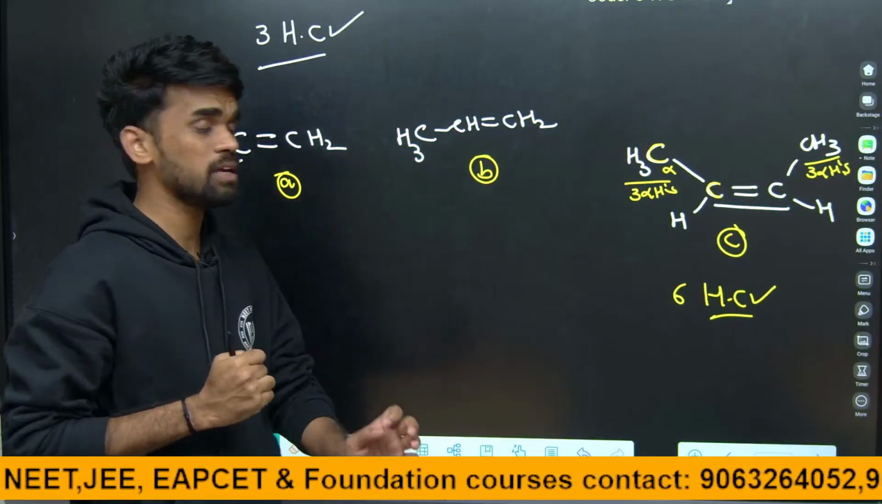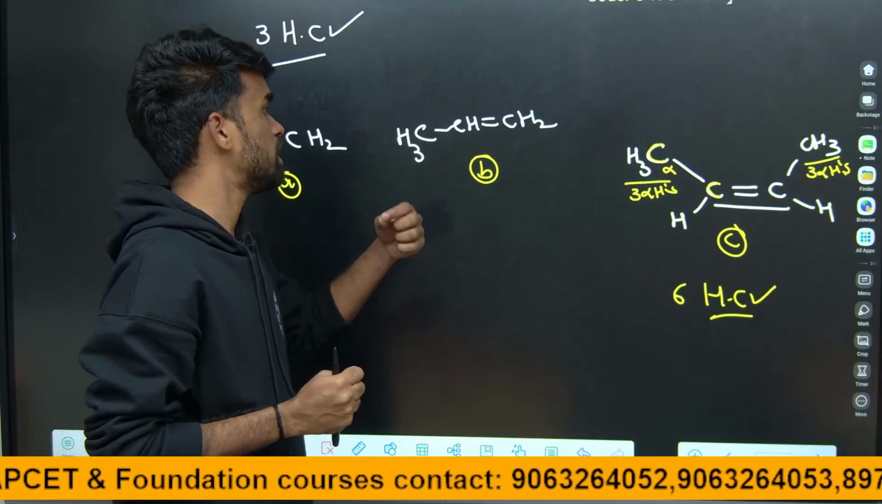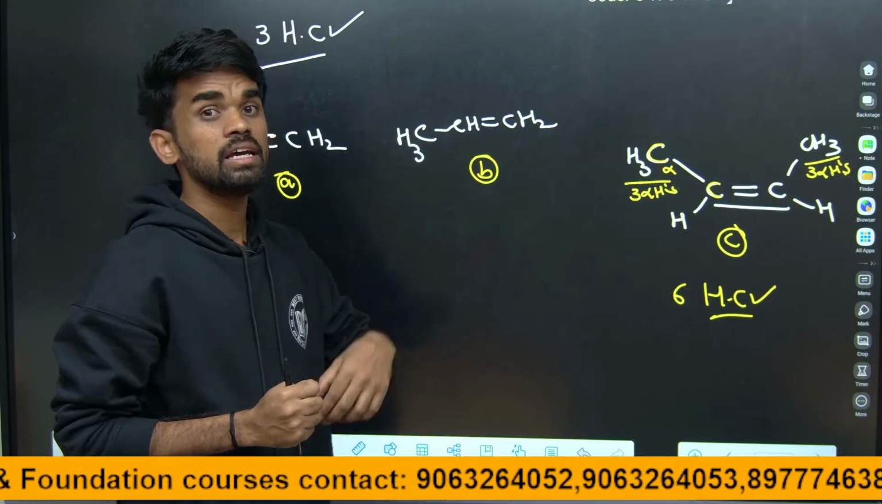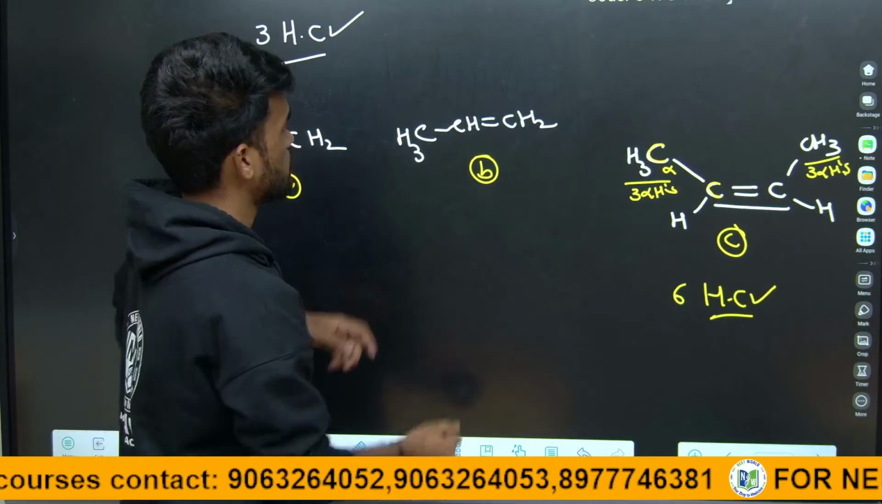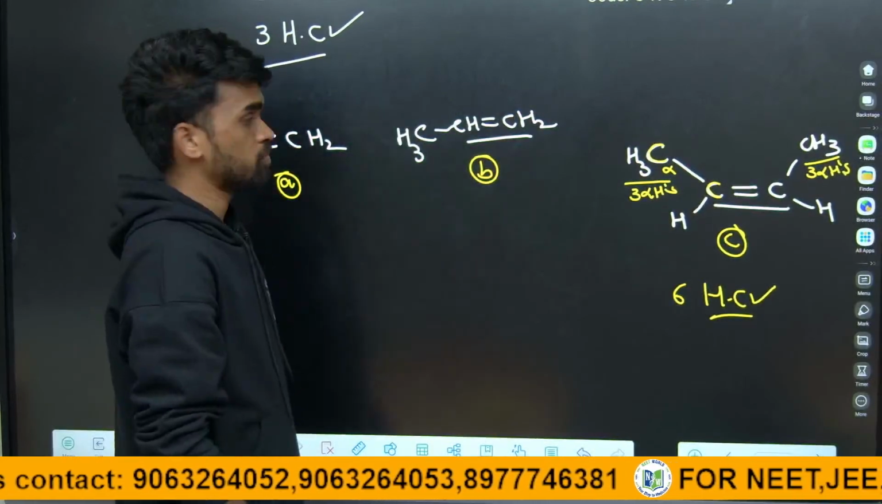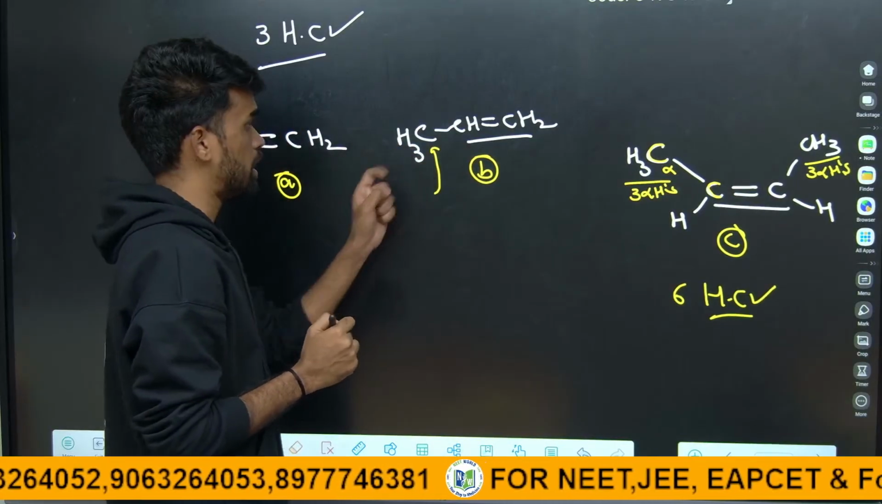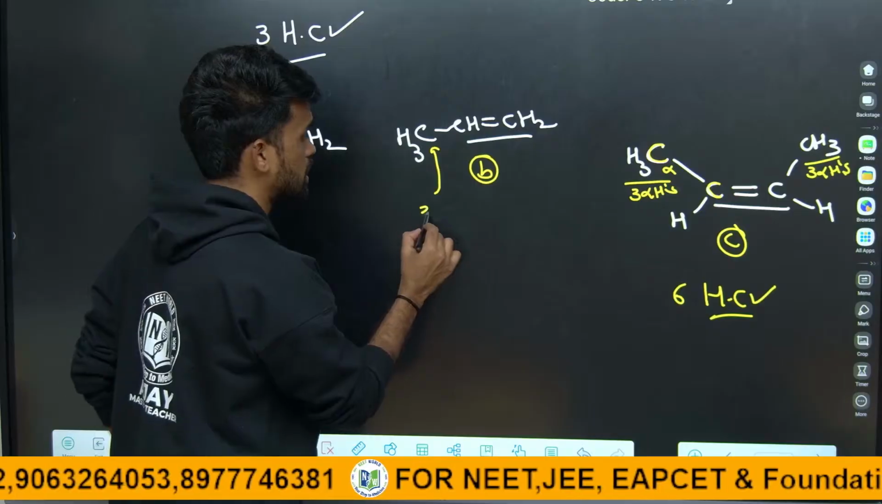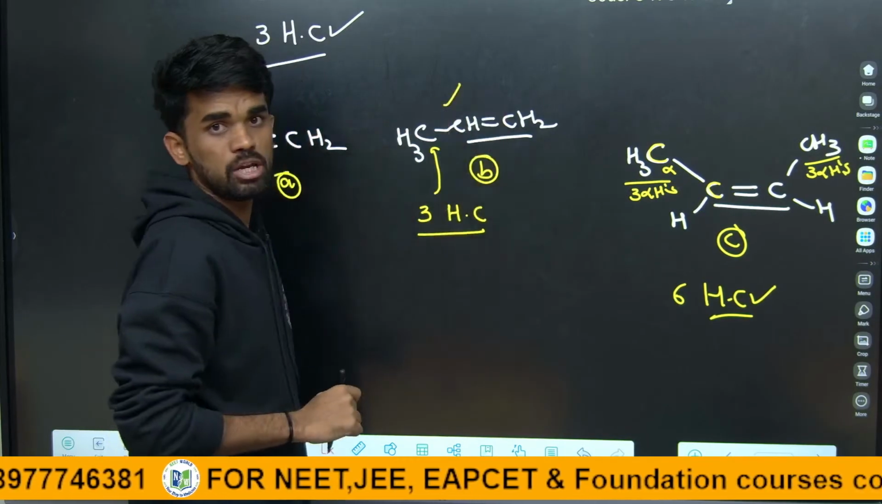So identifying alpha carbon and identifying alpha hydrogens are very important and crucial things in order to understand the hyperconjugative structures. So tell me, to this alkene, the adjacent carbon is called alpha carbon and the hydrogens are alpha hydrogens. Therefore I can say 3 hyperconjugative structures are possible for this B molecule, right?